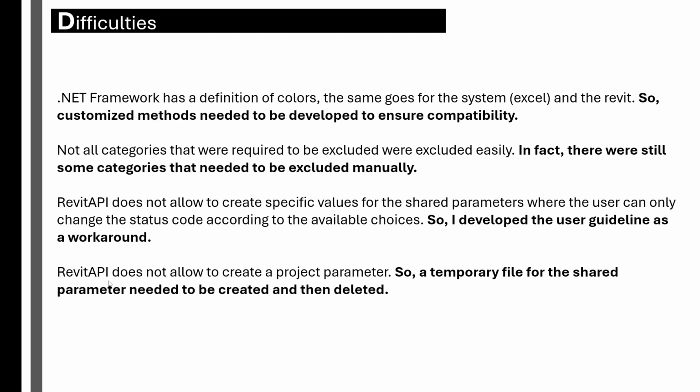And lastly, the Revit API does not allow creating a project parameter. This wasn't really a problem. I created a temporary file for the shared parameter and then deleted it. And I think this temporary file might be helpful in the future.